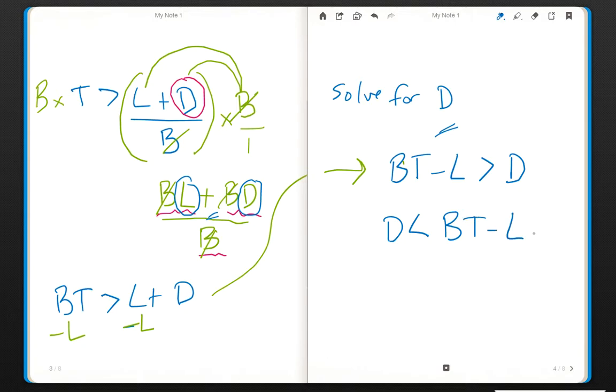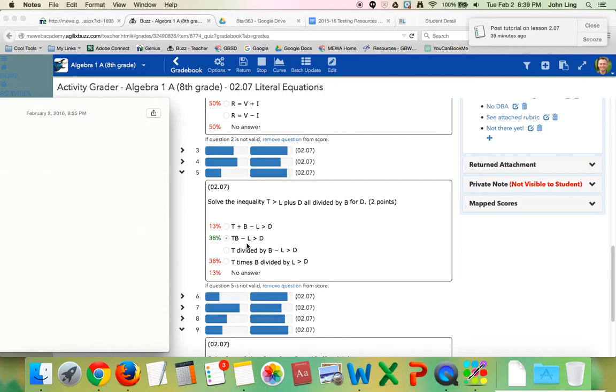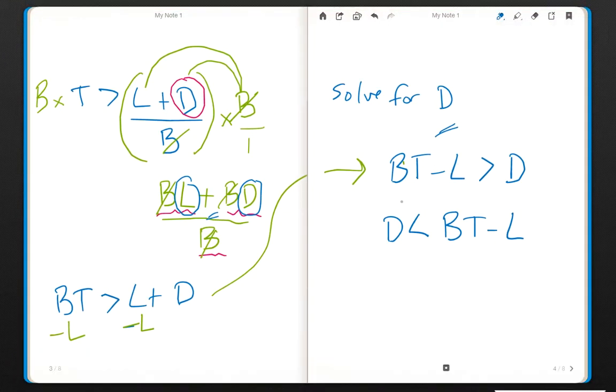Let's see if we're right here. The right answer is d is less than, well, this is tb, but same thing as bt. Again, the commutative property of multiplication: you can go in any order when you're multiplying. So bt minus L greater than d is basically the same thing as this, just with the b and the t switched. So we got it. Good.